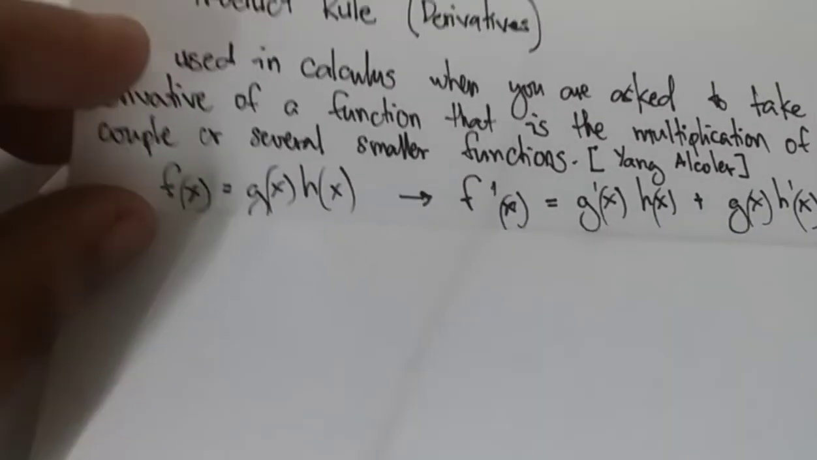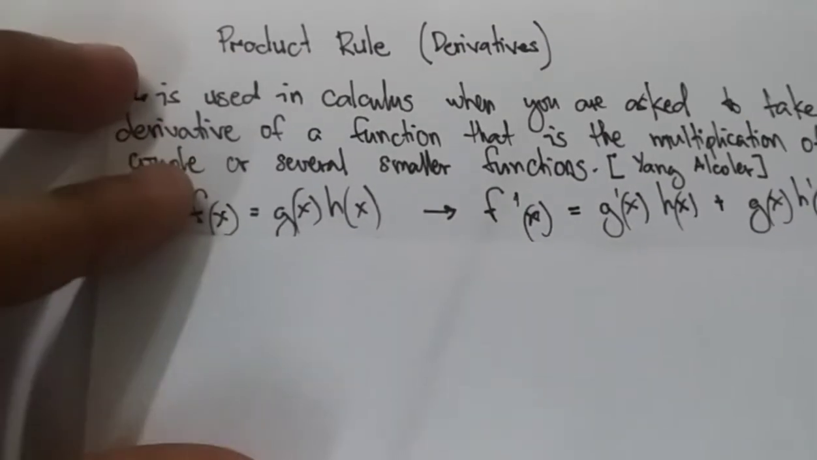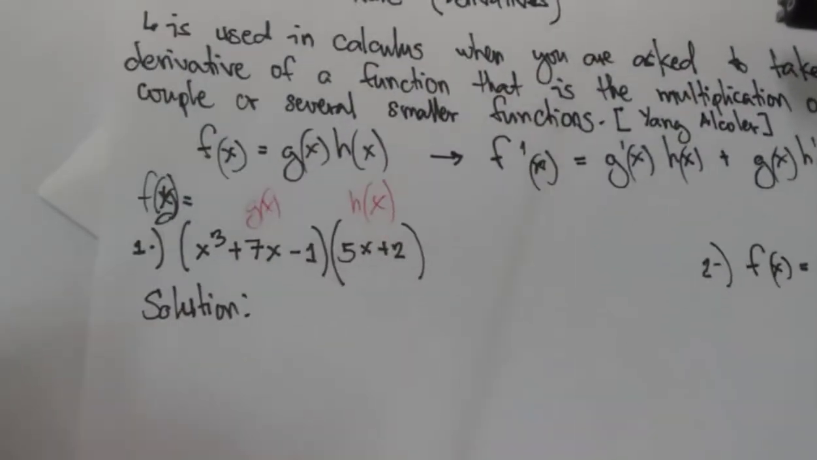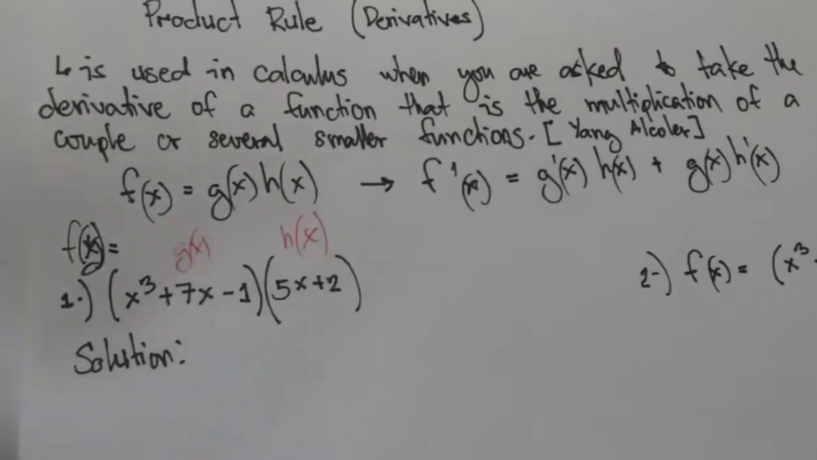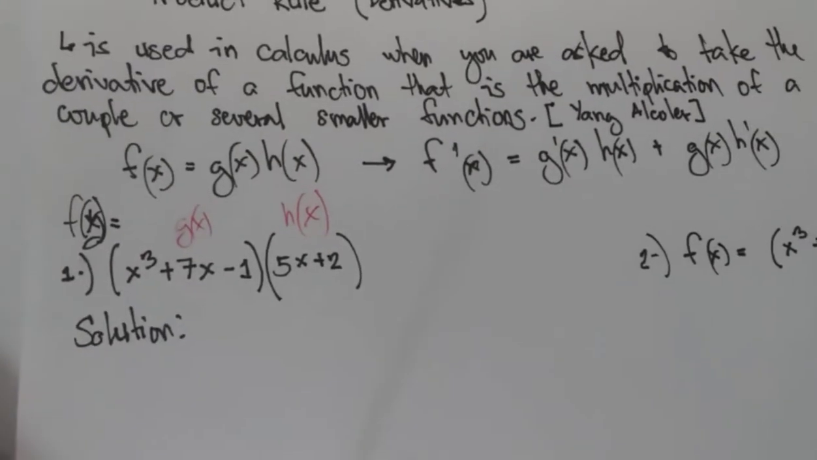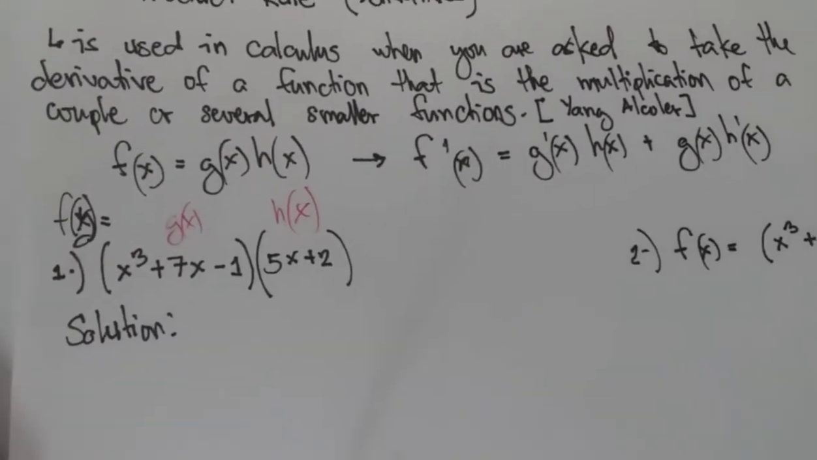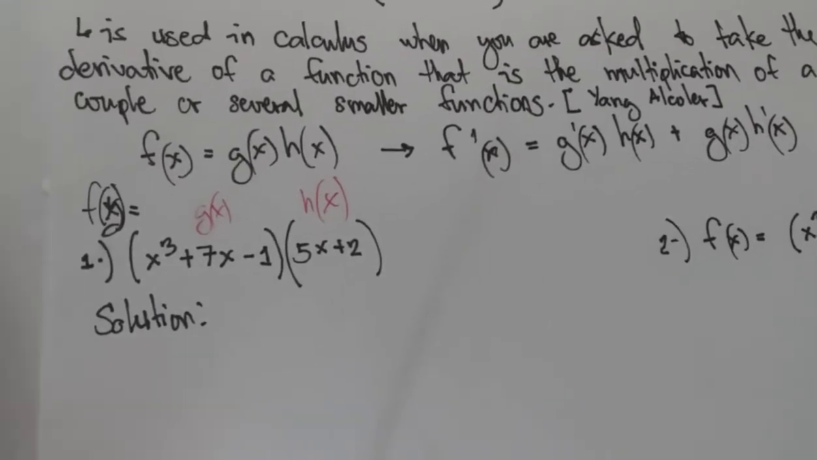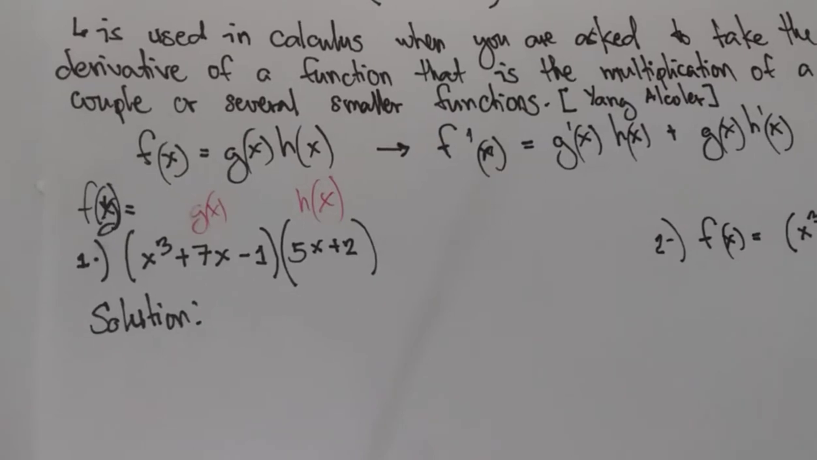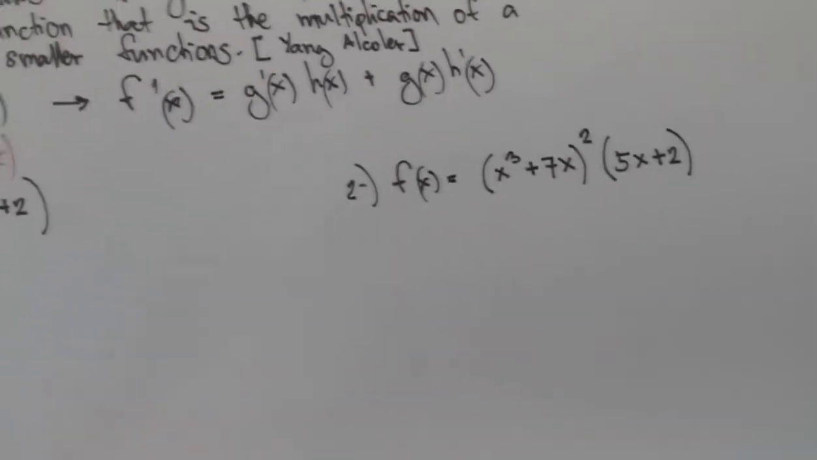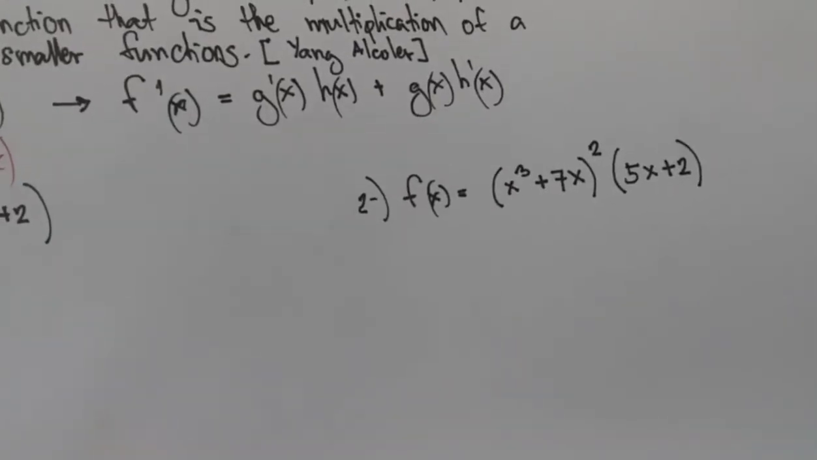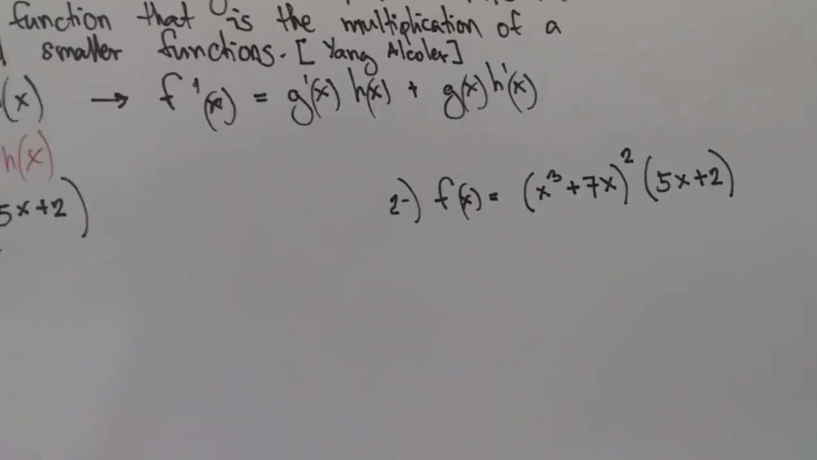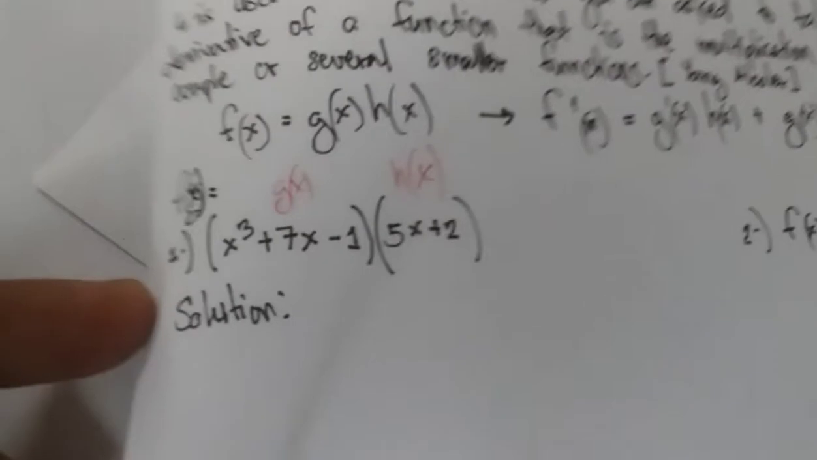So how to use this one? Consider the examples. I have here the examples. We have example number 1: f of x is equal to the quantity x cubed plus 7x minus 1 times the quantity 5x plus 2. And example number 2: f of x is equal to the quantity x cubed plus 7x to the power of 2 times 5x plus 2. Okay, let's start with number 1.